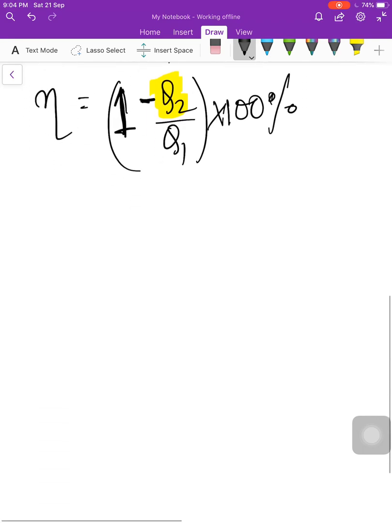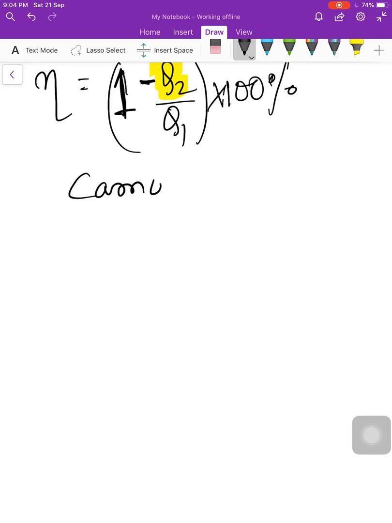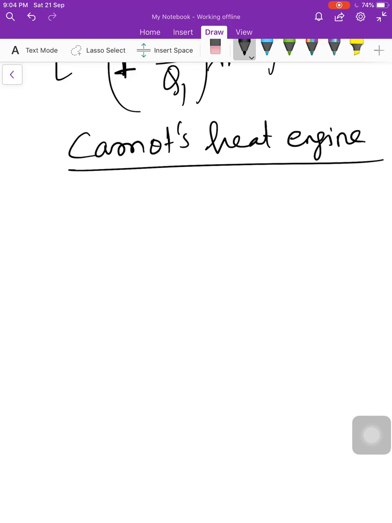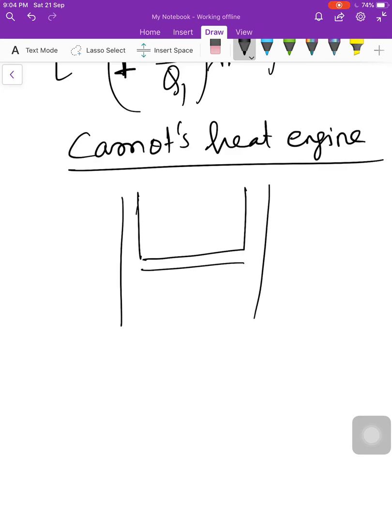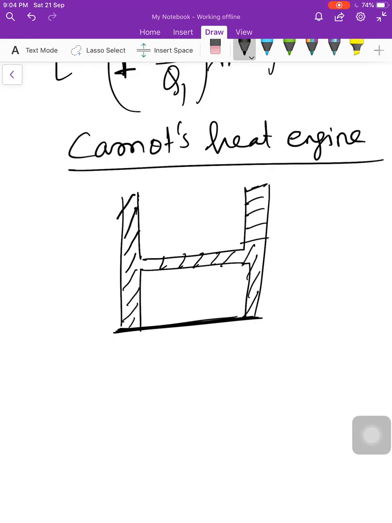So now let's move to Carnot's heat engine. Let me first discuss the main parts of a Carnot's heat engine. You have a working substance. This is the container in which I am keeping the working substance. The bottom part of the container is a conductor. It's a conducting base, but the rest of the parts are insulation. They are insulated, meaning there cannot be any heat exchange.